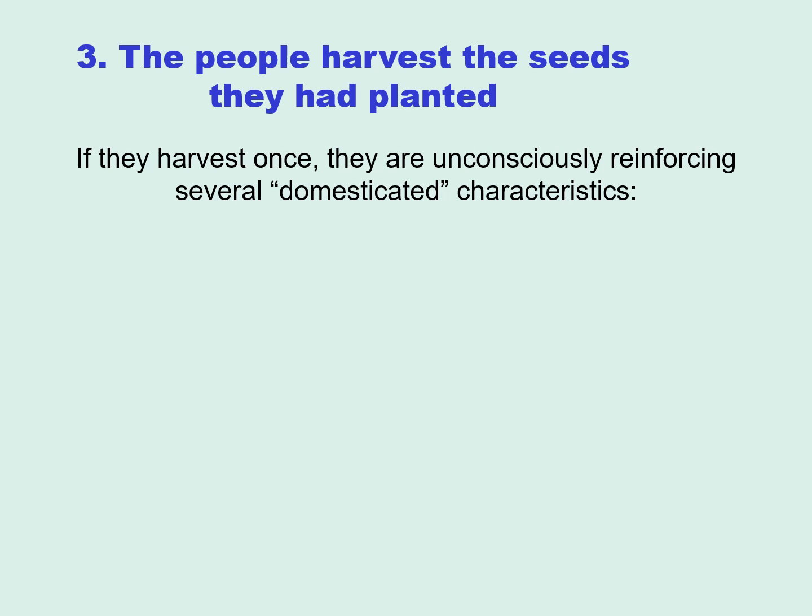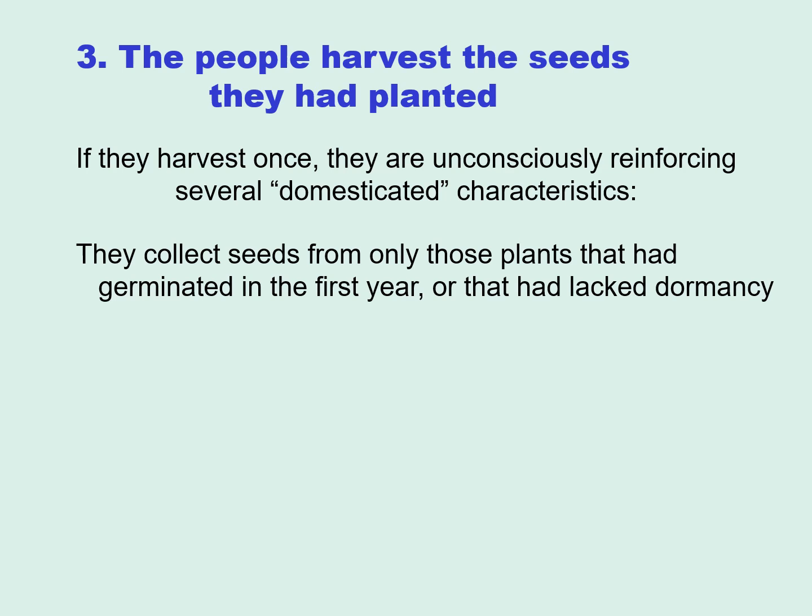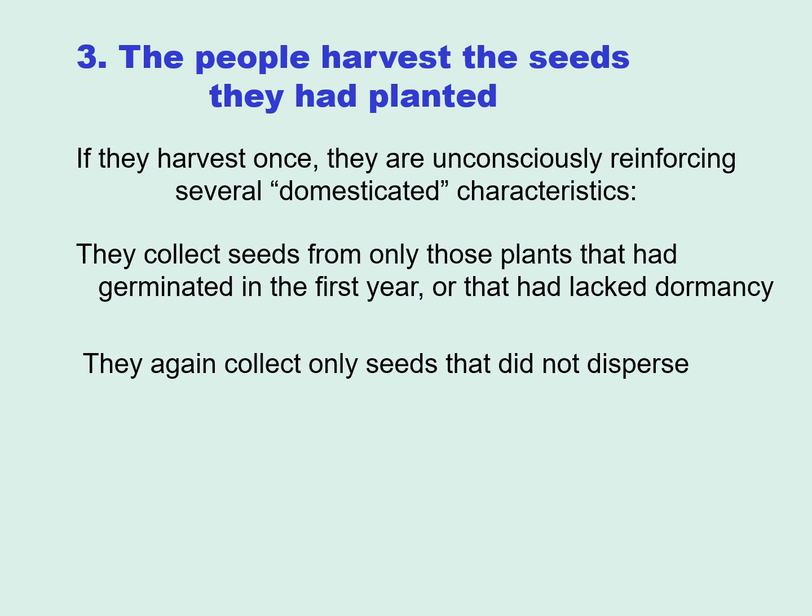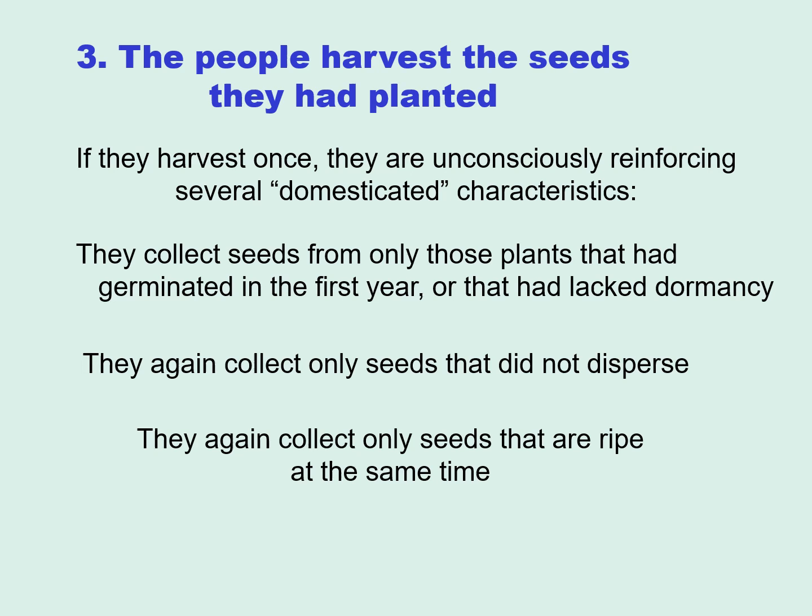Now, if you harvest the seeds that you had planted, again, you may be unconsciously reinforcing several domesticated characteristics. If you harvest only once, if you collect seeds only from those plants that had germinated in that first year after you planted them, you are collecting only seeds that lack dormancy. And again, you're collecting seeds that did not disperse themselves very well. And you're again collecting only seeds that are ripe at the same time, that don't have that variability in ripening times.